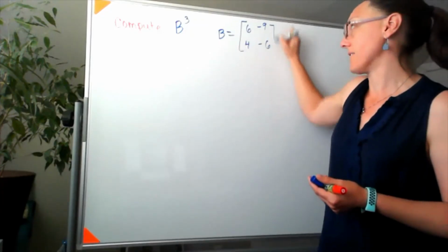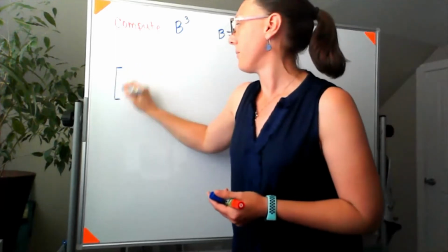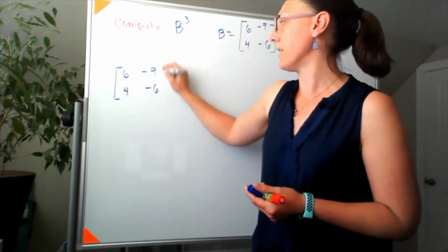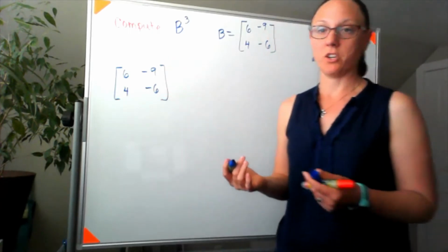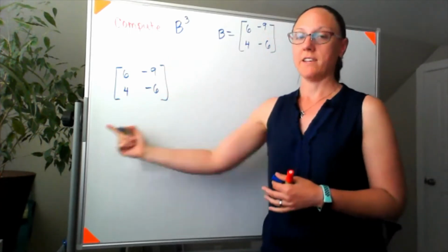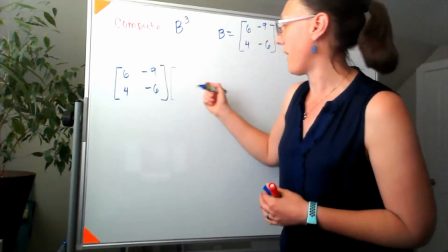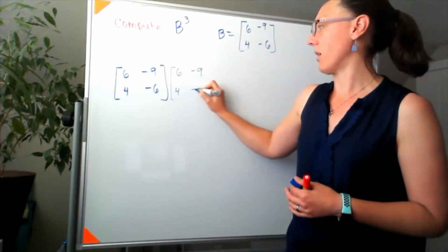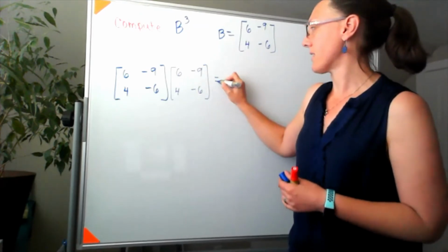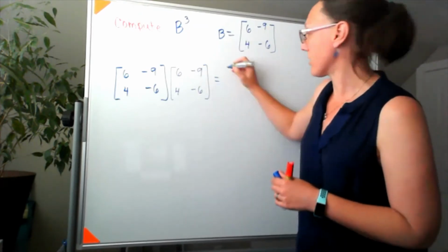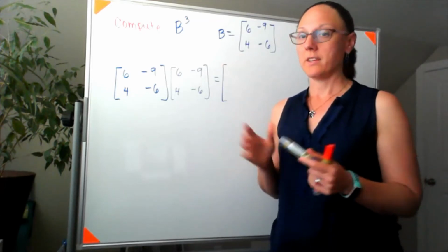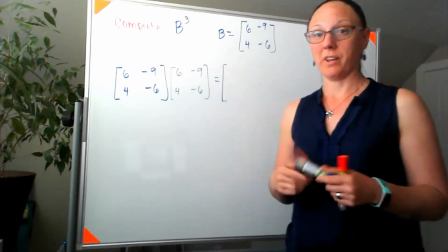B is 6, negative 9, 4, negative 6. So the first thing that I'm going to do is compute B squared. So I'm going to take B and multiply it by itself. So we'll find B squared first. Again, it's a 2 by 2 times a 2 by 2. So I know that our answer is going to be another 2 by 2.